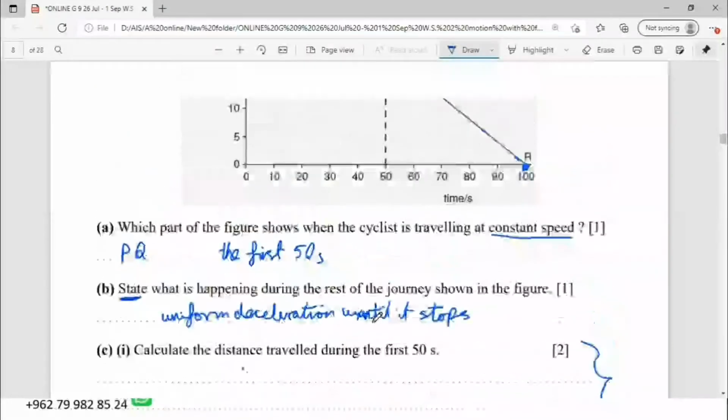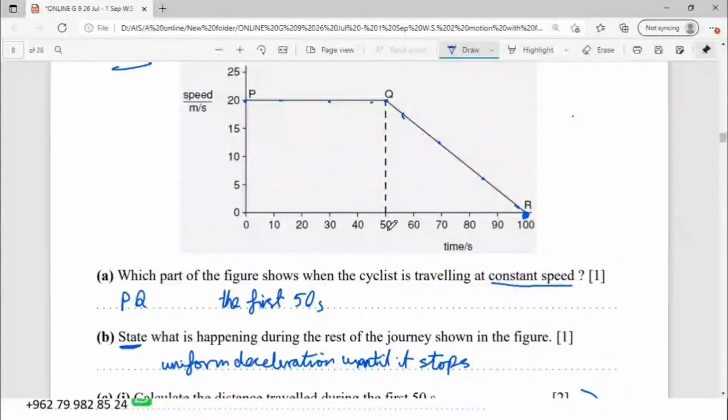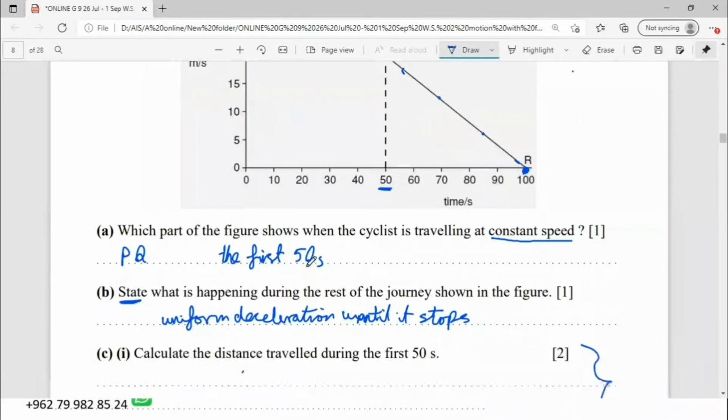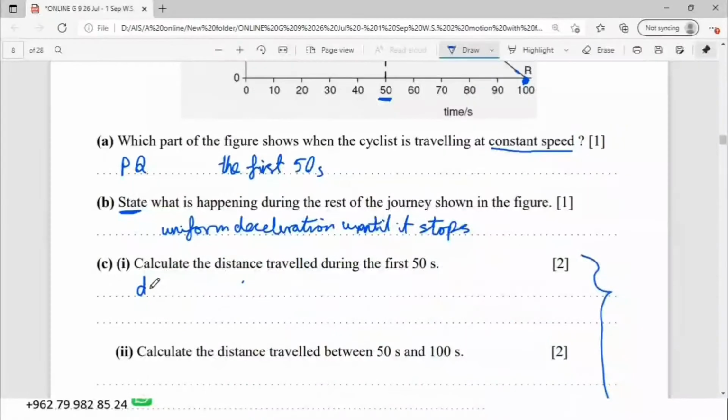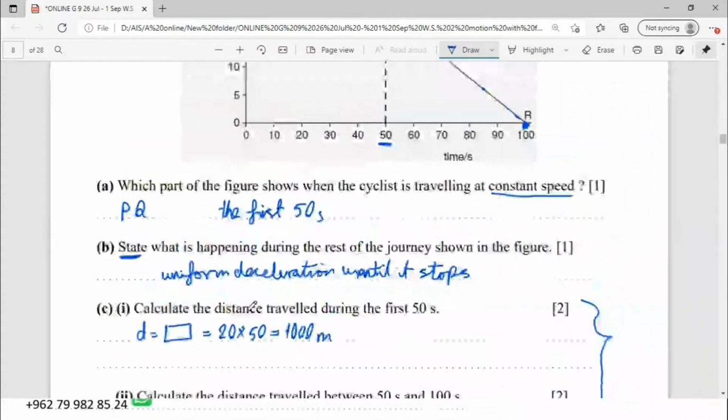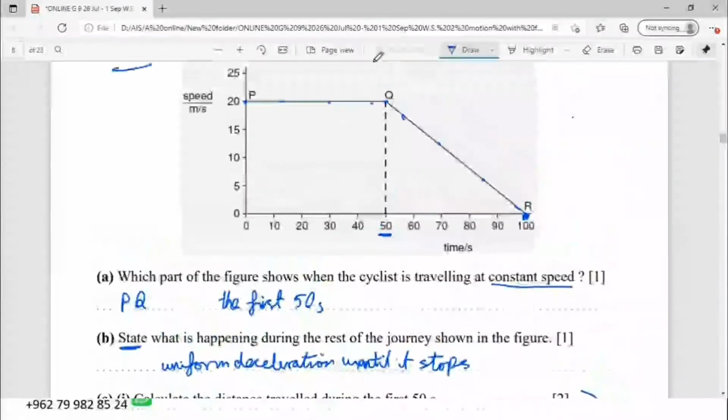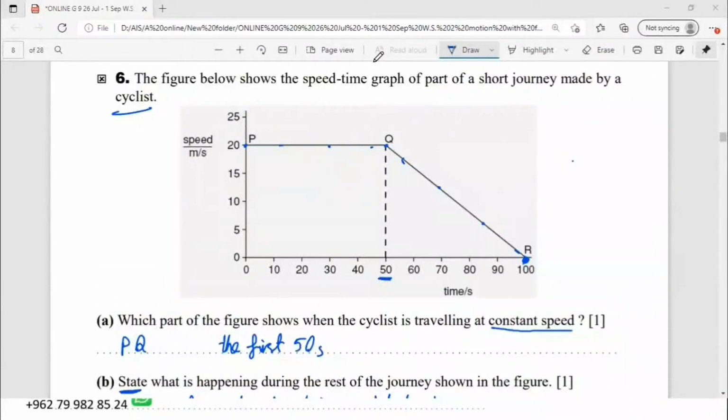Calculate the distance traveled in the first 50 seconds. The area under the graph is the distance, speed times time, because we had uniform speed. So distance equals the area under the graph, which is 20 multiplied by 50, which is 1000 meters. That's for part C I.